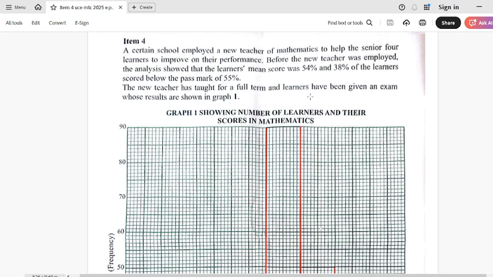And today we are back, still moving with the UNEB 2025 UCE examination paper for mathematics that our friends have just done recently. I want to thank those that have been following item 1, item 2, item 3, and today we are here for item number 4.